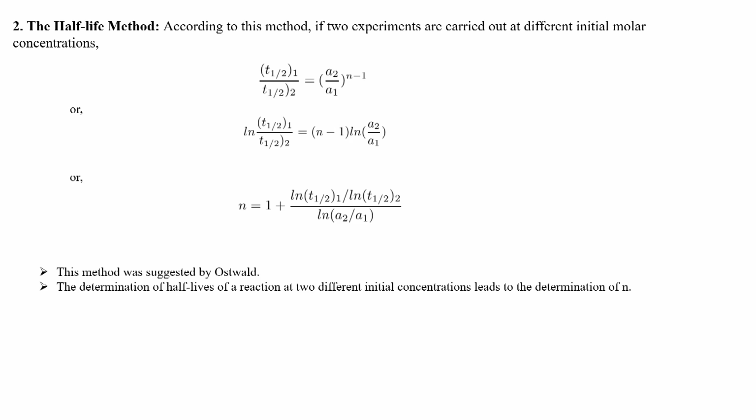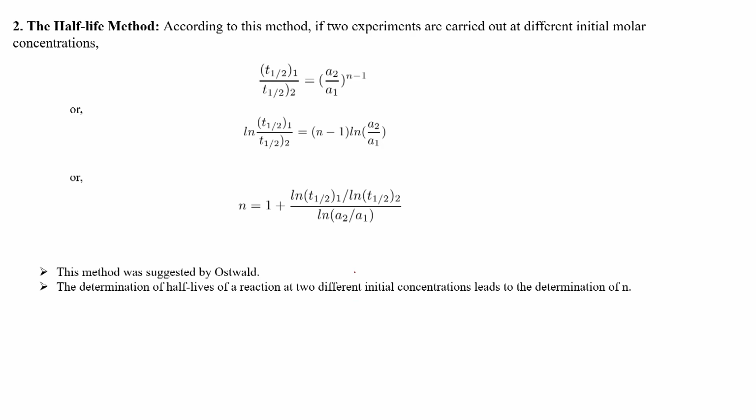Then we can also calculate the order of a reaction by the half-life method. So, T half for 1 by T half for 2 is A2 by A1 to the n minus 1. If we take the log of both sides, we get ln of T half 1 by T half 2 gives n minus 1 times ln A2 by A1, and from there we get n is 1 plus ln of T half 1 by T half 2 divided by ln A2 by A1. This half-life method was suggested by Ostwald. So, from the half-life method also, we can calculate the order of a reaction.